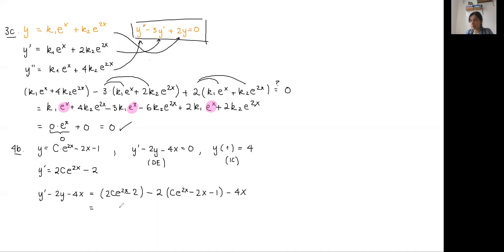I'm going to take out the brackets. 2c e to the 2x minus 2 minus 2c e to the 2x plus 4x minus 2 times minus 1 is plus 2, then minus 4x. And then 2c e to the 2x cancels out with 2c e to the 2x. Minus 2 cancels out with plus 2. And plus 4x cancels out with minus 4x. And so this is 0 plus 0 plus 0, which gives me 0. And this is a solution of my differential equation. Please raise your hand if you understand everything I've done.